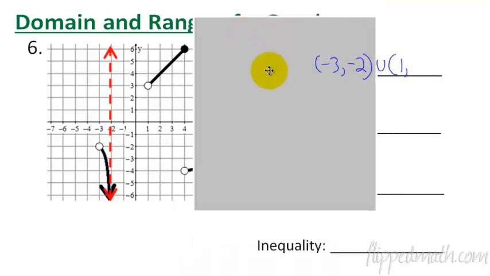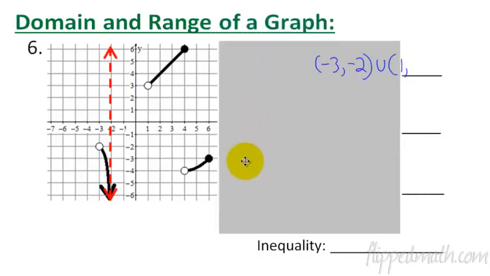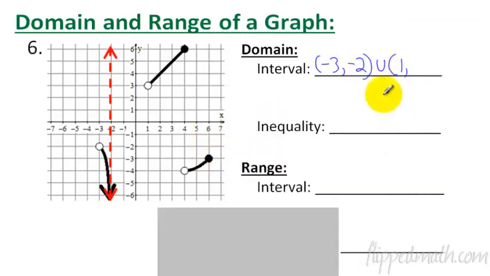So we just keep going until it finally stops, which in this case is at the value of 6. So we're going to say 6 with a bracket. So we go from negative 3 to negative 2 for the x values, and then we start here at 1, and we continue on. There's never a break, because at 4 here, it's still included. It never stops until you get to 6. There's interval notation.